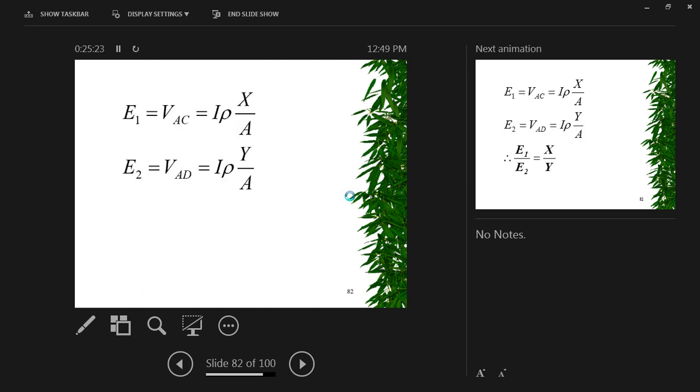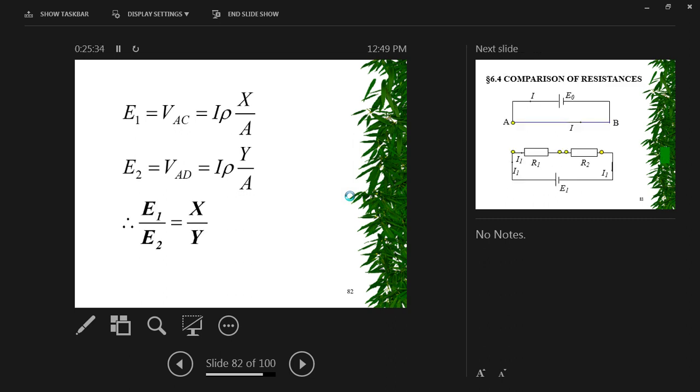For the first source, E1, I get I rho X over A. And for the second source, E2, I get I rho Y over A. Once I've done that, I can divide these two equations by each other, and all the constant stuff will cancel out: the I, the rho, and the A. What I'm left with is E1 over E2 is X over Y, which is an amazing result, don't you agree? Think about it.